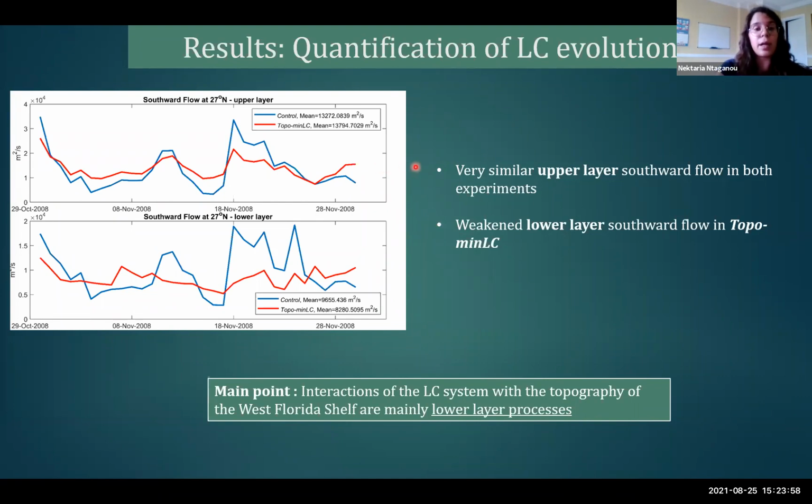And if you look at the upper layer in the top panel, the differences are not that pronounced between the two experiments. However, in the lower layer, the southward flow in the control experiment is more pronounced compared to the modified topography experiment. So far, what we have is that when the loop current interacts with the topography, positive vorticity is generated that coincides with retracted LC phases, and that this process is primarily a process that has a lower layer signature.